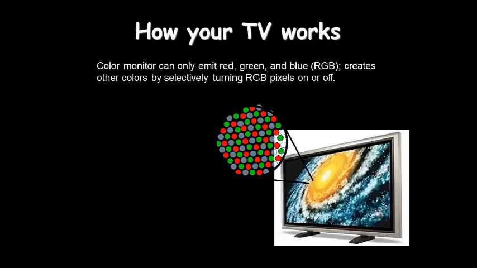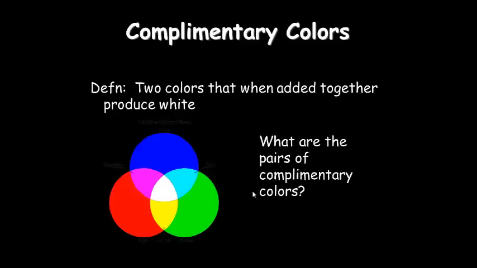When you watch TV, you're actually only watching those 3 primary colors being added together. Your color monitor can only emit red, green, and blue light. You get all of the other colors that you see by selectively turning off either the red, the green, or the blue pixels. So in this example, we're focusing in on the yellow in the screen, and notice it only takes red and green light to make yellow.